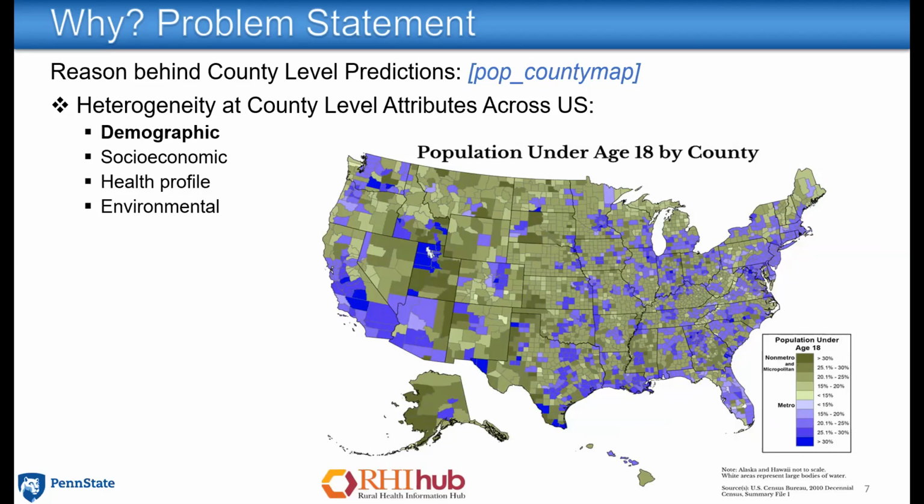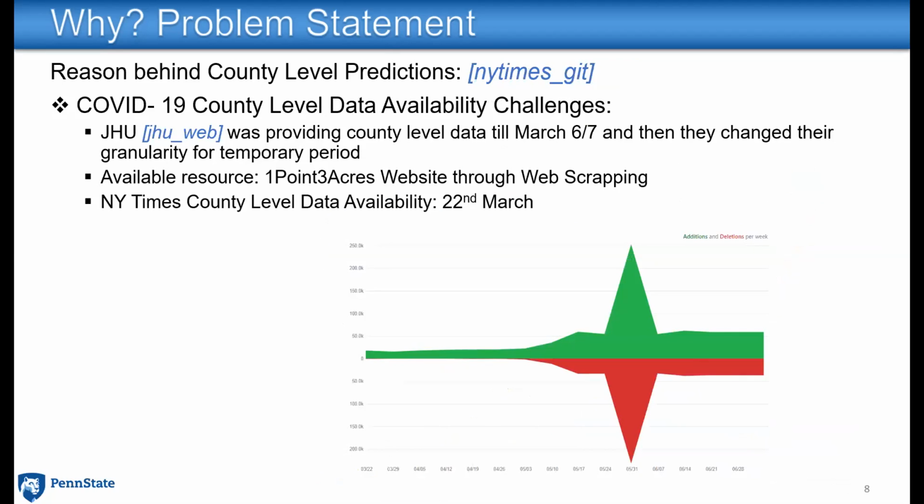This is an example how the population under age 18 will look like across different US counties. So you can see there is a lot of heterogeneity. Again, the final challenge was at early stage of COVID-19, there were limited data availability sources because in early stages of any disease or any process, the availability of high level of granularity is always limited.